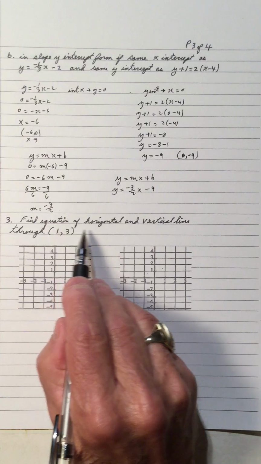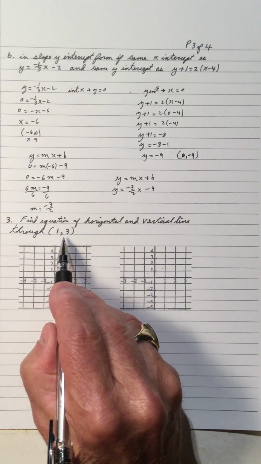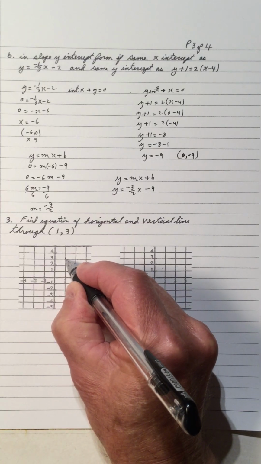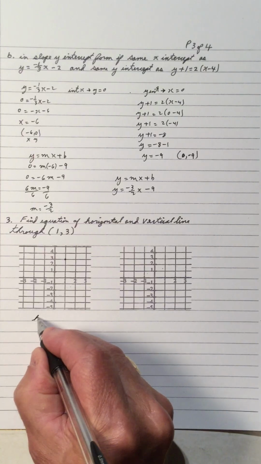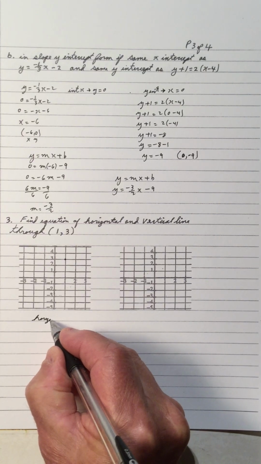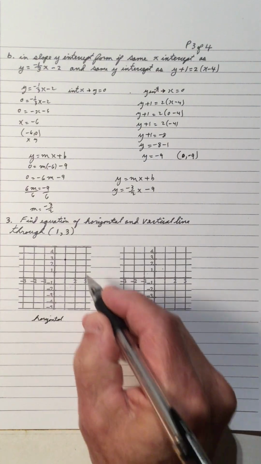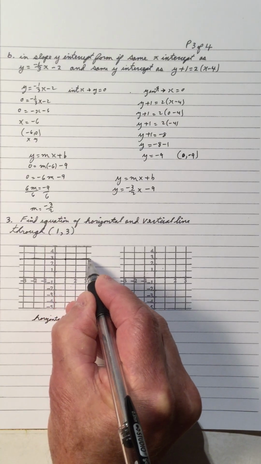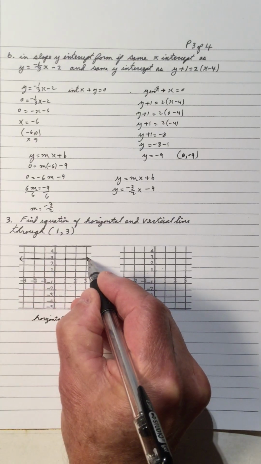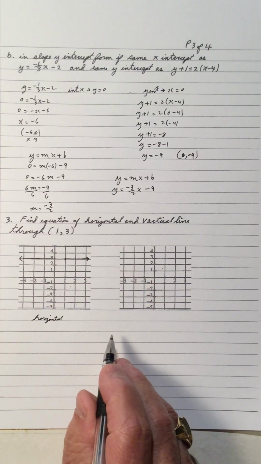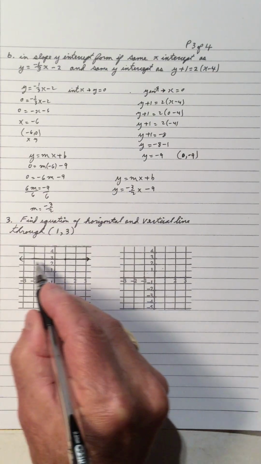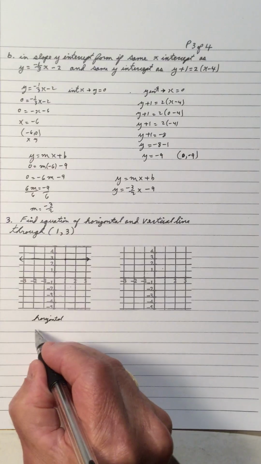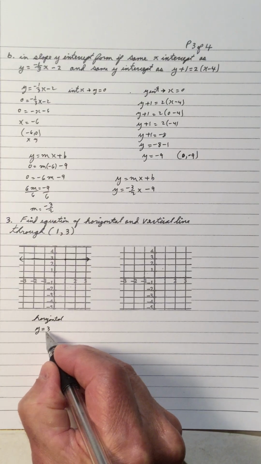Number 3, find the equation of the horizontal and vertical lines through the point 1, 3. So the point x is 1, y is 3 is right there. So I'm going to do the horizontal line first. Equation of the horizontal line. So the horizontal line is this one going to this point. There it is. So automatically, if it's a horizontal line, you can get it very quickly. But every point on this line has the x's change, but the y is always 3. So the fastest way is say y is 3.